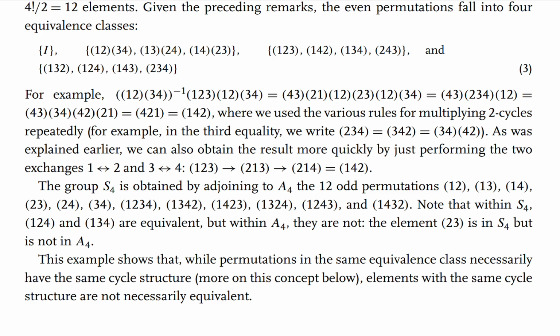So we have 12 odd permutations and 12 even permutations. Okay, I don't know how we decide what is odd and what is even. Hmm. It's really hard, honestly. I don't know.